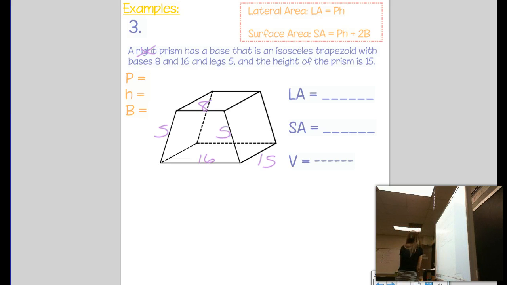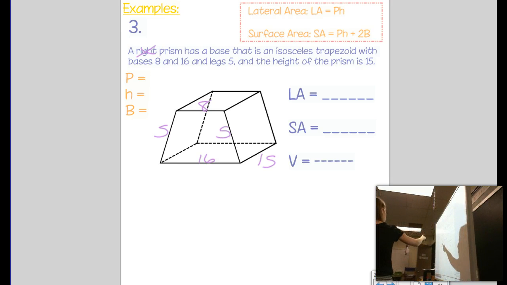Check your picture with my picture and make sure you put the numbers in the right spot. Did you put them in the right spot? 8, 16, 5, 5, and then 15. Put them in the right spot? B1 and B2. Those are the legs. Right. Those are, yeah. Let's do the easiest ones first.